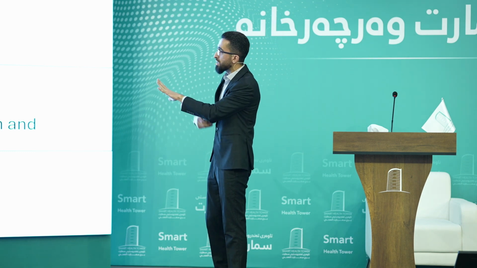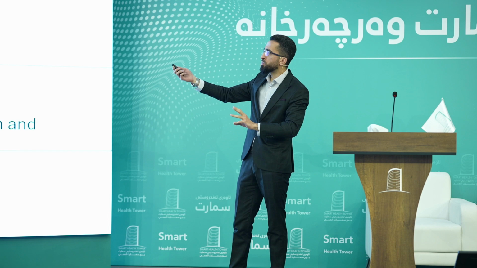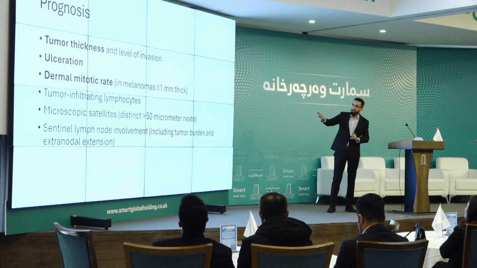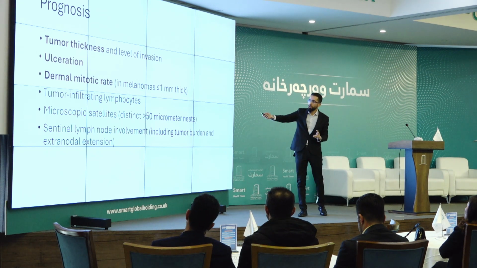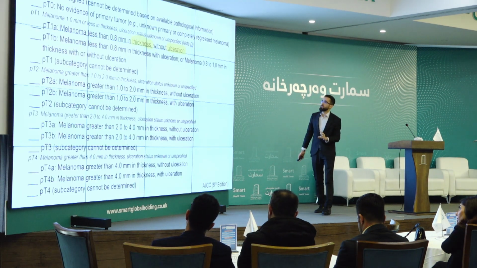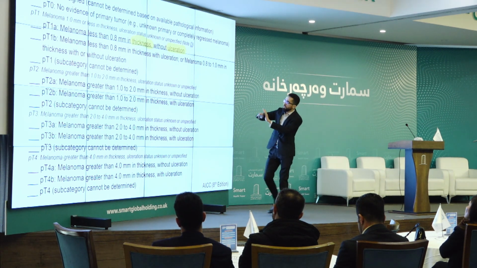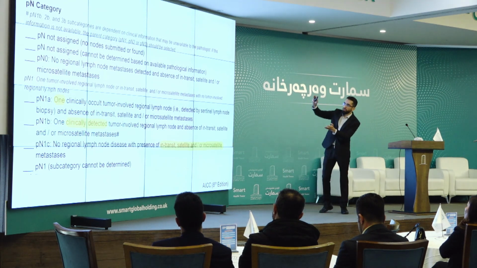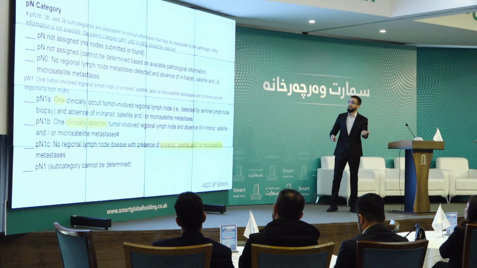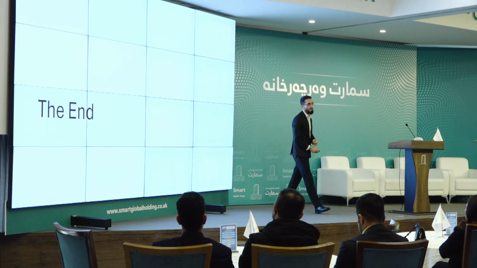So finally, the prognostic factors that we can offer from the histopathology report, the most important in the AJCC staging, are the tumor thickness and the ulceration. We have other features like the dermal mitotic rate, tumor infiltrating lymphocytes, and satellites. So this is the AJCC staging for the tumor category. You can see that it's purely based on the tumor thickness and the presence of ulceration. And this is for part of the nodal staging. You can see that it depends on the number of lymph nodes that are involved, whether it was clinically detected, and the presence of in-transit, satellite and microsatellite deposits, as I mentioned.